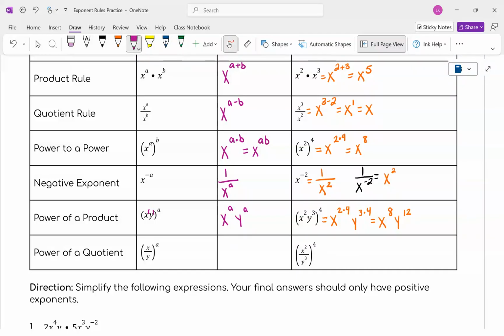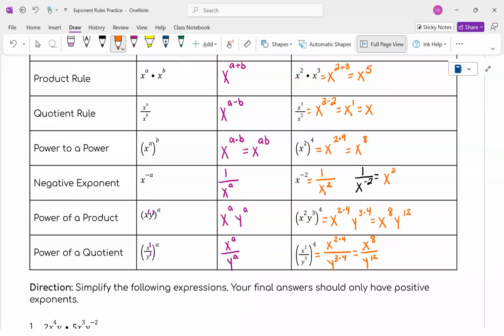And then power of a quotient is very similar to power of a product, where if you have x over y to the a, remember there are still invisible 1s there, this becomes x to the a over y to the a. Notice that I'm not subtracting or adding my exponents here because x and y are different bases. So in this example where we have x squared over y to the 3rd and that whole thing being raised to the 4th, this is going to become x to the 2 times 4 over y to the 3 times 4. 2 times 4 is still 8. 3 times 4 is still 12, and you're done.